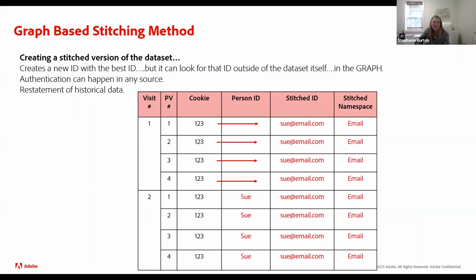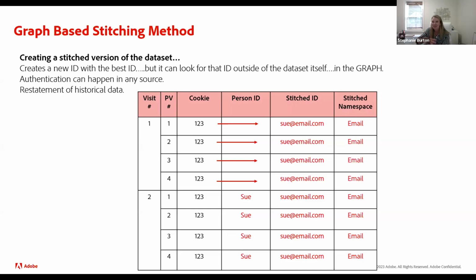Similar to how field-based stitching works, graph-based stitching also generates a copy of that data set. It's going to append new columns for the stitched ID and the stitched ID namespace, which is just telling you what type of ID value that is. It also has replay options as well. But the difference here is that the stitched ID namespace says email, and there's no email in this original web data set, because we're now making a reference outside of this particular data set to the identity graph.